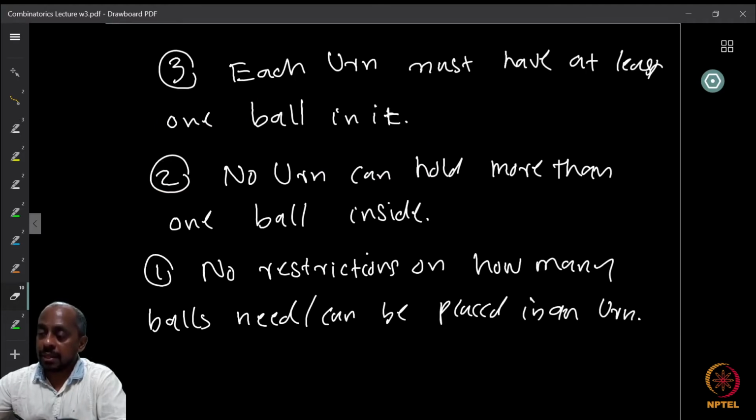So let us list them. One is that each urn or box must have at least one ball in it. Second is that no urn can hold more than one ball inside. And third, there is no restriction on how many balls can go to a box or an urn.